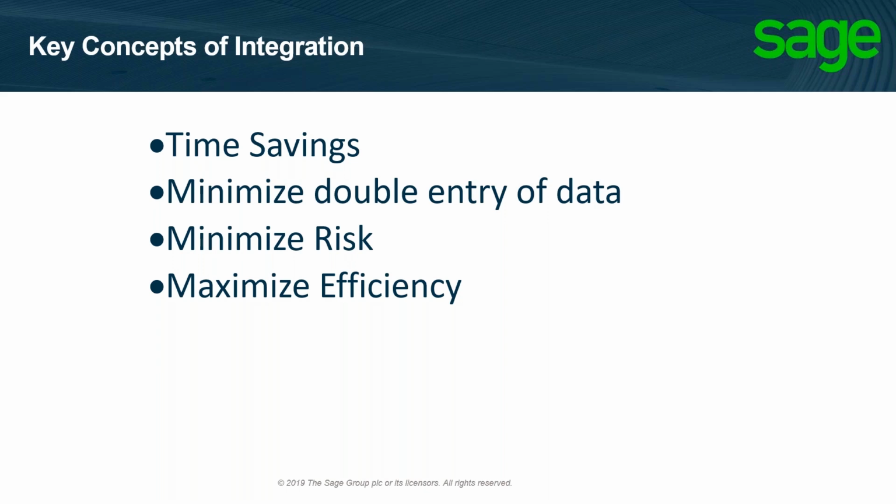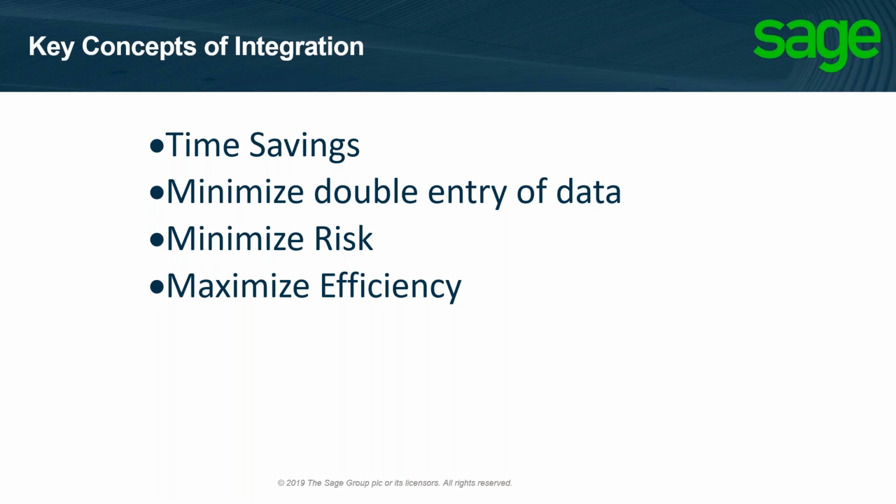So what do we get from that? Well, of course, we're going to get some time savings. When we have the capability to get away from double entering information over and over and over again, well, it's going to save us a tremendous amount of time. And of course, minimize the double entry that goes on with that.